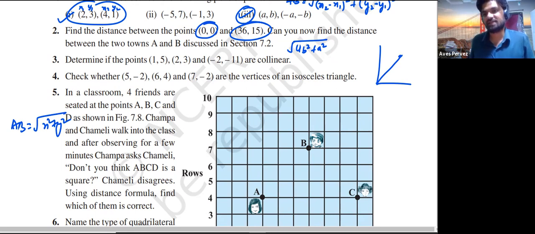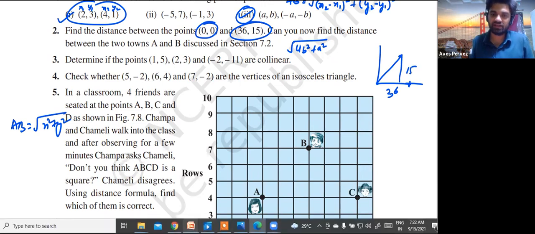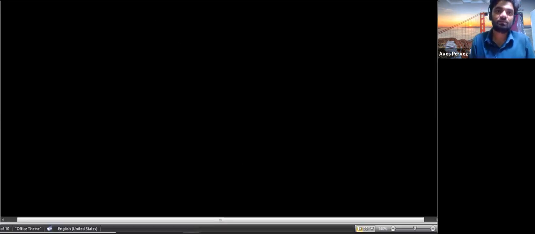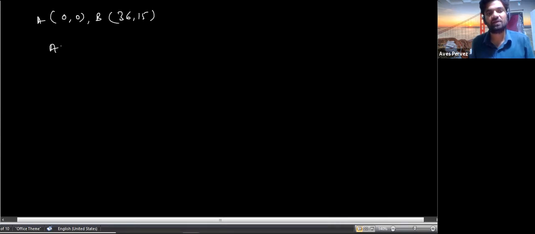Its x-axis is 36 here, and the y-axis is 15. So you need to calculate the distance, and that's very easy. Let's do this one. We have 36, 15 as one coordinate, and another coordinate we have 0, 0. This is our A and this is our B. We need to find out the distance between A and B.